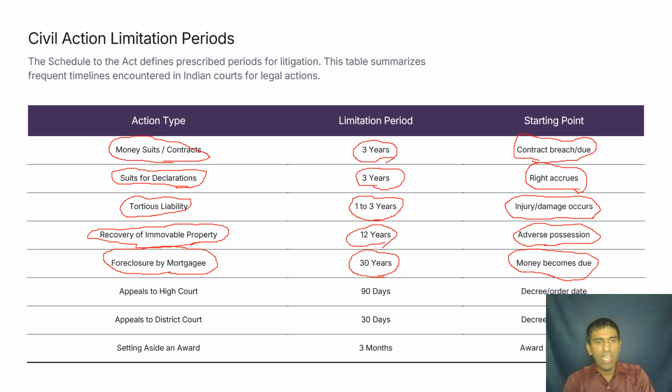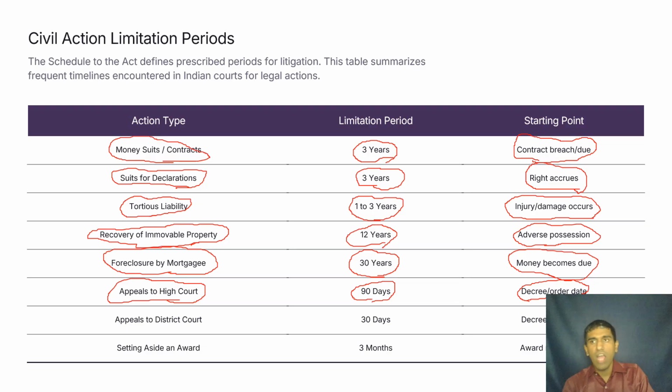Then the other two actions relate to appeals to higher courts. Let's say there was a case in a lower court, let's say district court, and you are not satisfied with the judgment of the district court, you want to file an appeal before the high court. So the limitation period for filing an appeal before high court is 90 days, and the starting point of this limitation period is the date of the order or decree or judgment passed in the lower court, district court really.